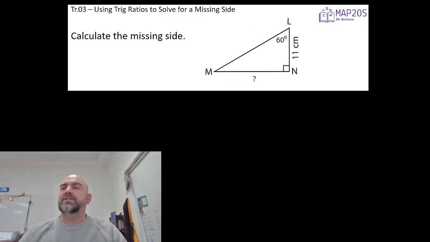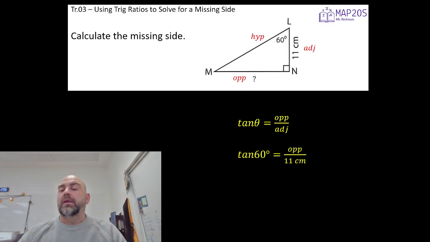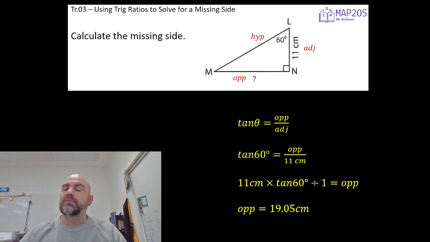All right, let's try to solve it. First of all, always label. I always label first. That is the number one thing that has to be done. We're given the adjacent side. We're asked to find the opposite side. So again, we're going to use our tangent function to set up our tangent ratio. This time we know the adjacent, so we're going to put that one on the bottom. We don't know the top, so we are going to multiply across. Multiply by the tan of 60, divide by 1, and hopefully you were able to get 19.05. So that should be the answer that you get.